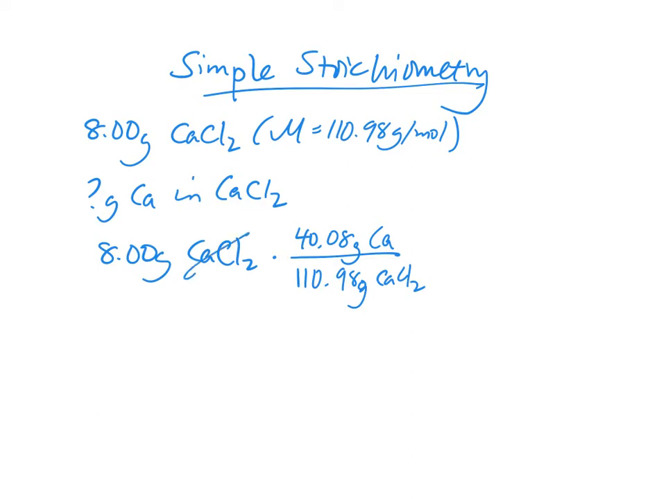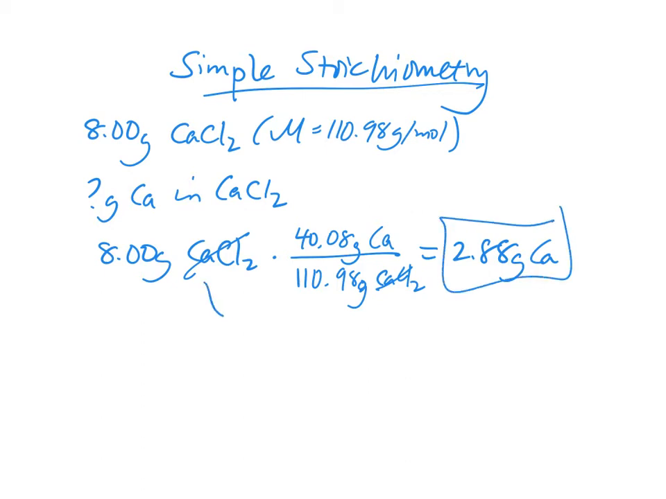So that means the calcium chloride divides out, and I very quickly, in one step, converted 8 grams of calcium chloride to grams of calcium. If we do that math, that equals about 2.88 grams of calcium. So again, that's a really easy one-step way to do that.